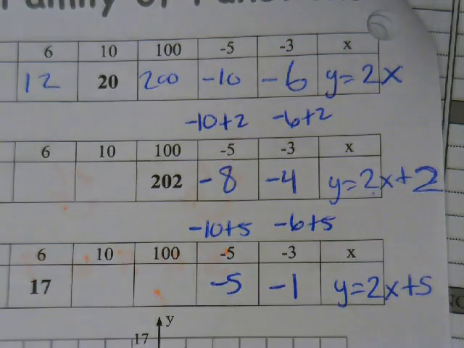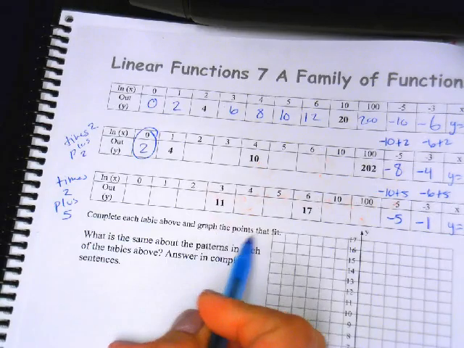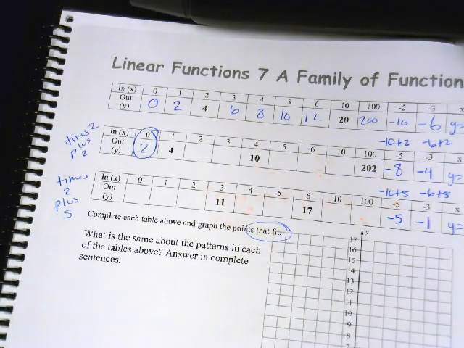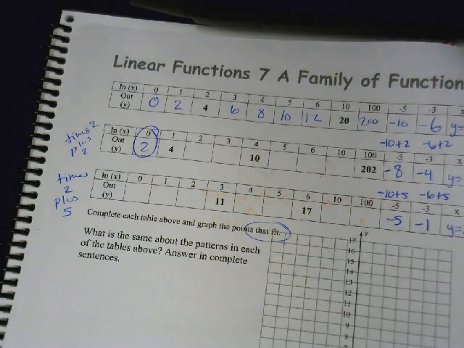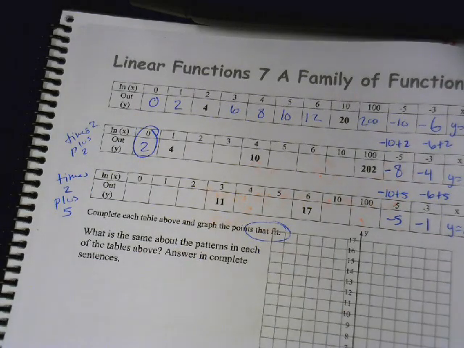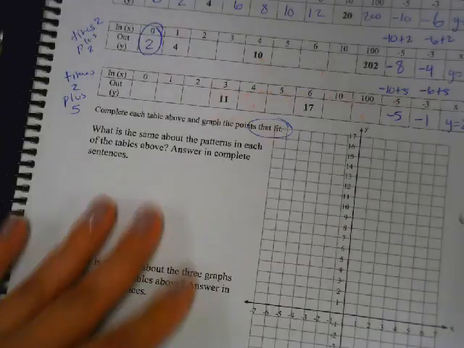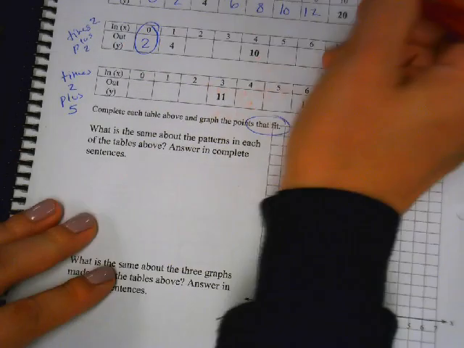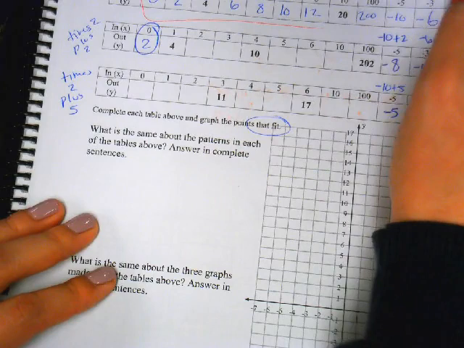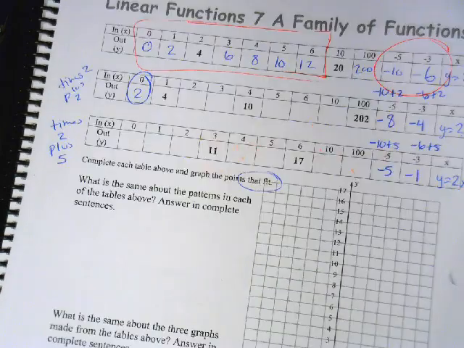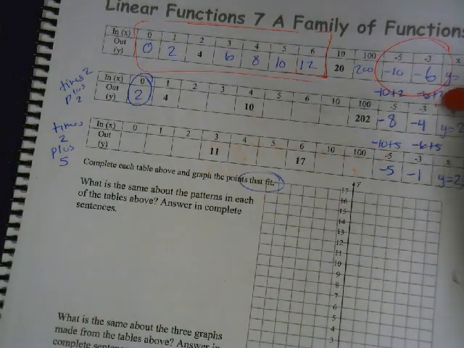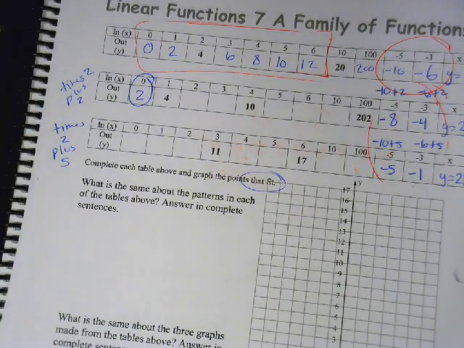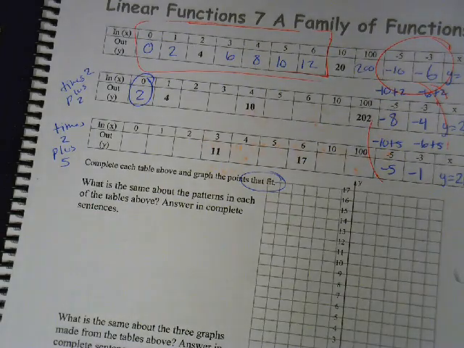All right. Now, it says, complete each table above and graph the points that fit. So we're going to graph all three of them here. Is the 100 going to fit? No. But your negatives do fit, Adrian. So when you're graphing this, you can graph these and those because those do fit on my graph. You're going to be able to fit all your negatives onto your graph. So let's take a couple minutes to graph them.